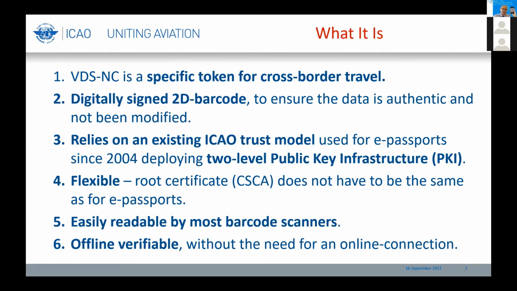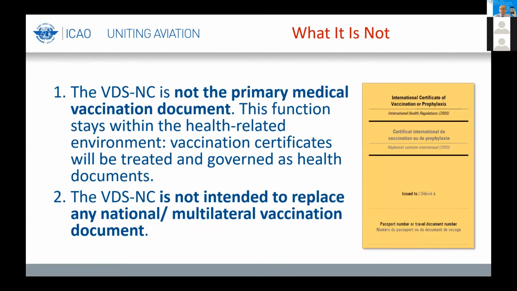Now, what the VDS-NC is not, it is not the primary medical vaccination document. That function clearly stays within the health-related environment. In fact, our overall goal is that we don't want to replace any type of national or multilateral health or vaccination documents. We want to ensure that these documents that have been issued in one state are readable and verifiable in states all around the world. And that's, as a UN agency, ICAO's goal.